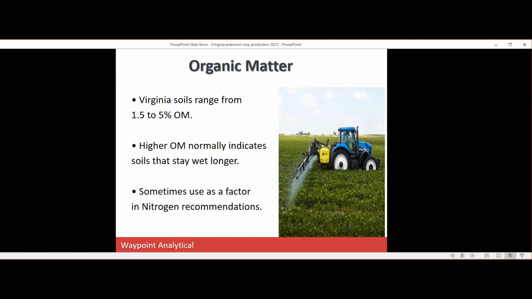Sometimes organic matter content is used as a nitrogen recommendation factor. I'm not a big fan of this, but it is getting more and more prevalent where we're using organic matter as a factor in making some of the nitrogen recommendations on some of our crops. And a lot of research has been done in this area.